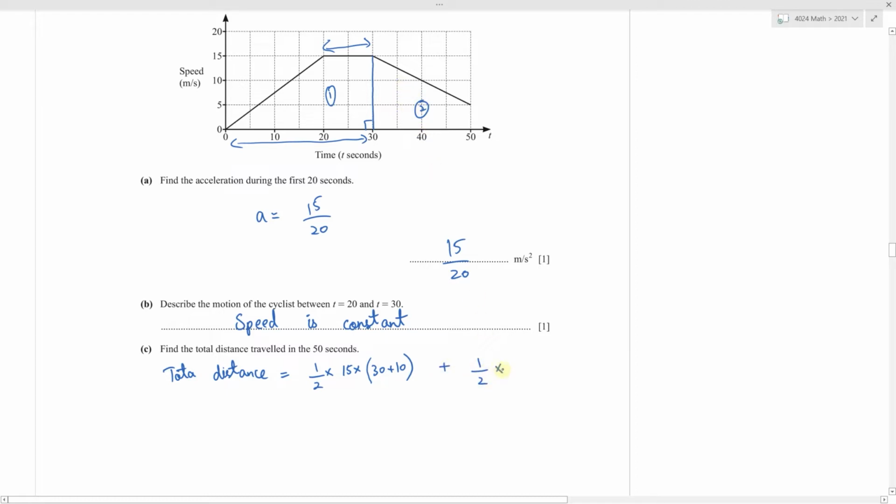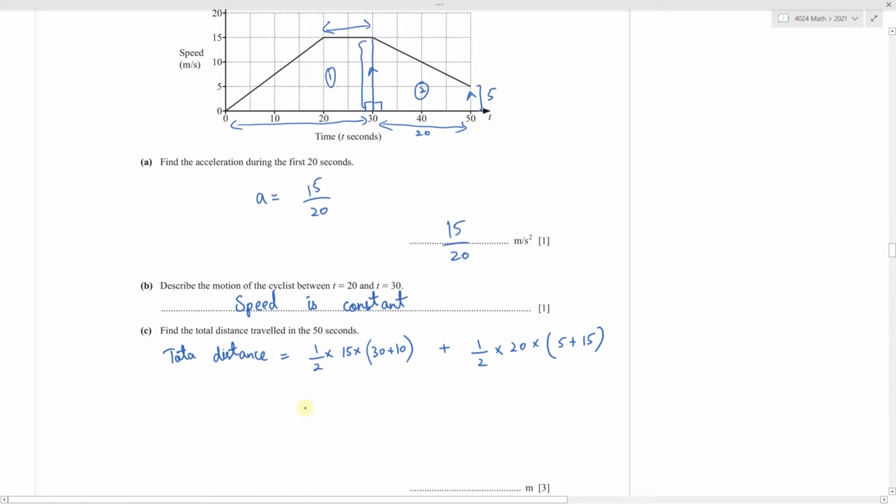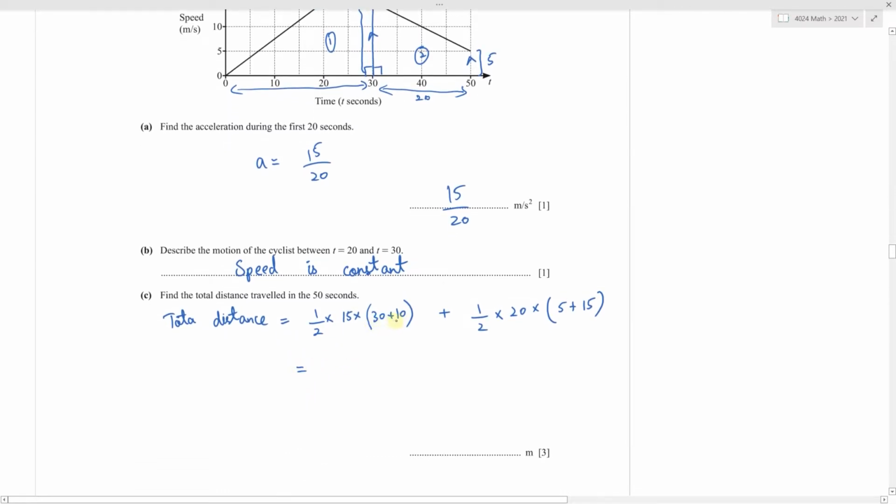Again, 1 by 2 into, now this is your height, like this. And these are the two parallel sides of the trapezium. So now the height is 50 minus 30. So this is 20. So 1 by 2 into 20 into sum of parallel side. This side is 5, 5 plus this side is 15. So now let's solve this to find the total area. 30 plus 10 is 40. So 1 by 2 into 15 into 40 plus 1 by 2 into 20 into 20.